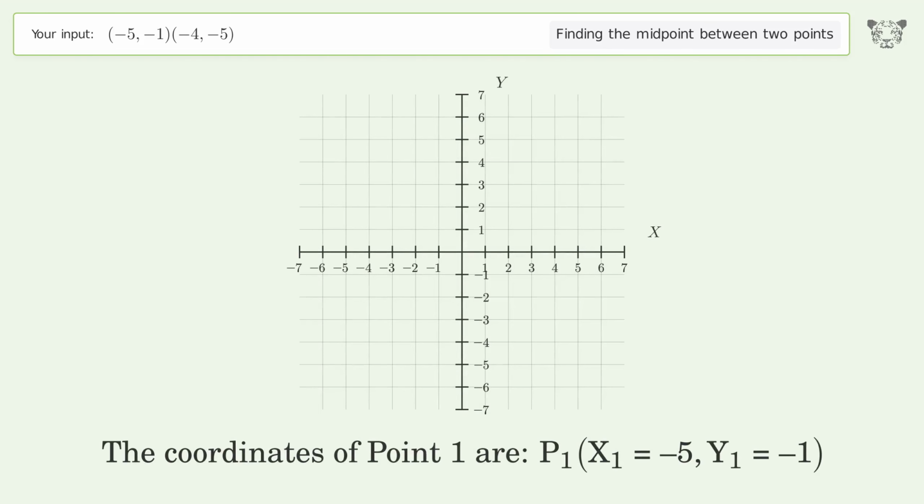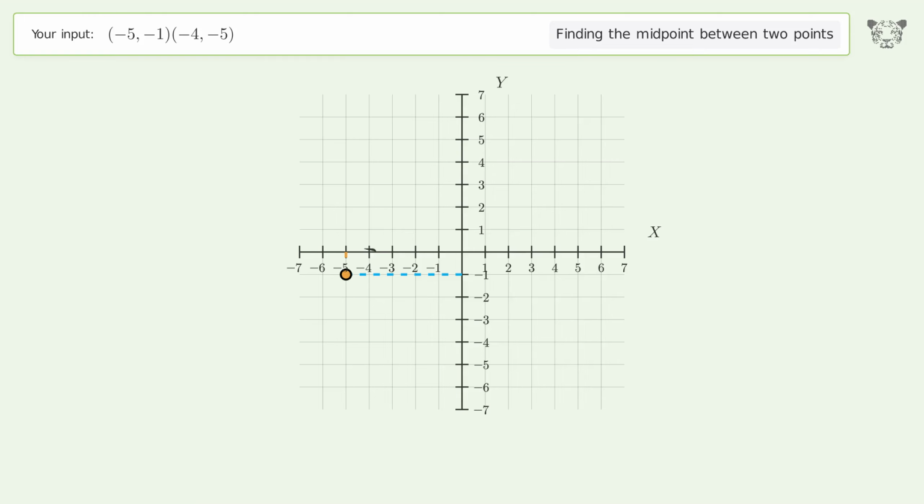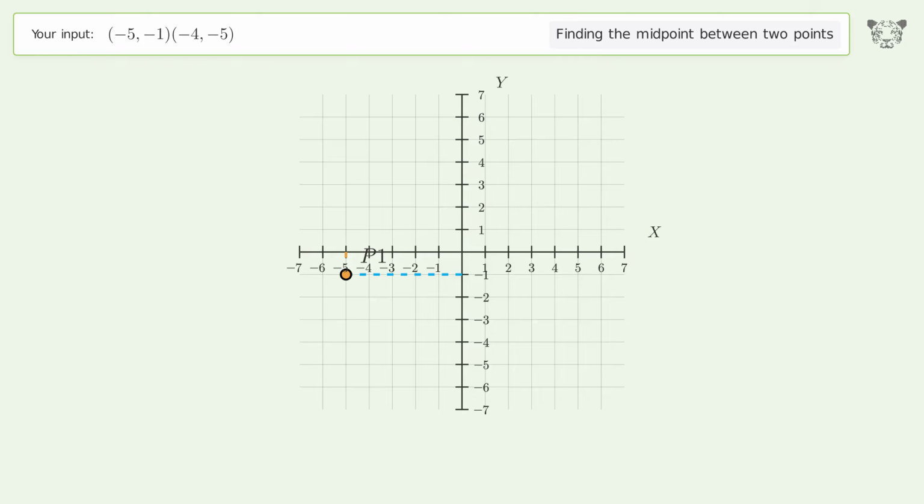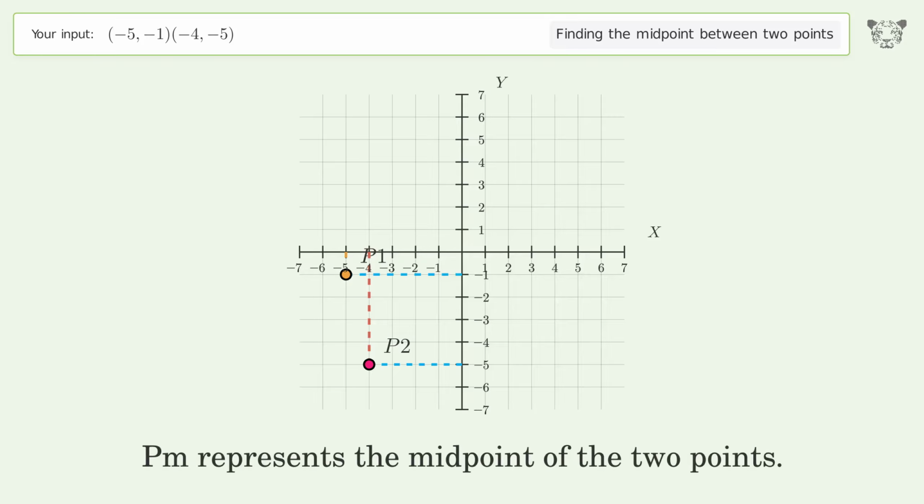The coordinates of point 1 are x1 equals -5, y1 equals -1. The coordinates of point 2 are x2 equals -4, y2 equals -5. PM represents the midpoint of the 2 points.